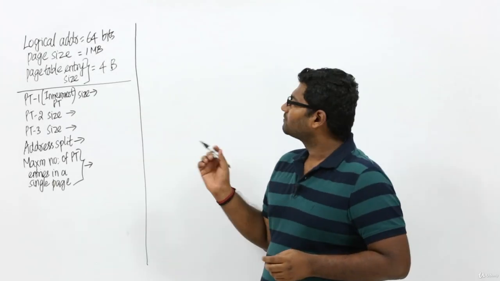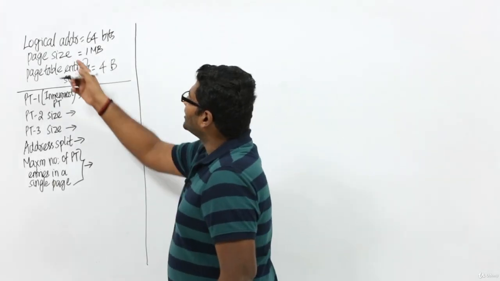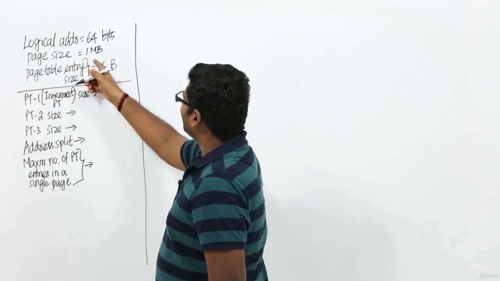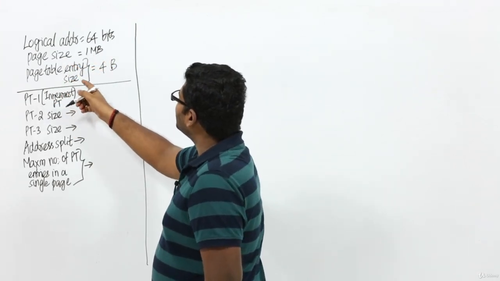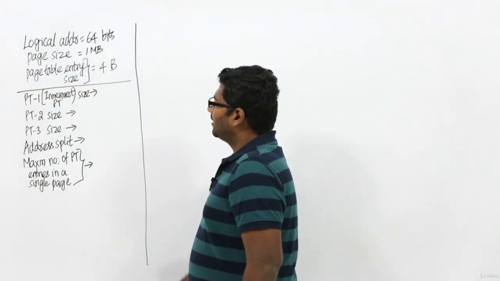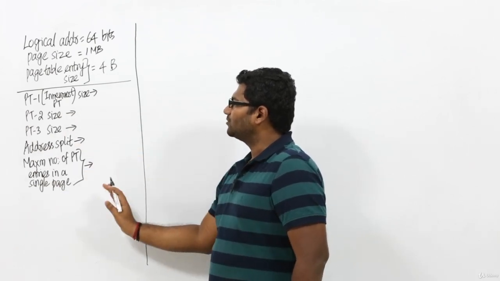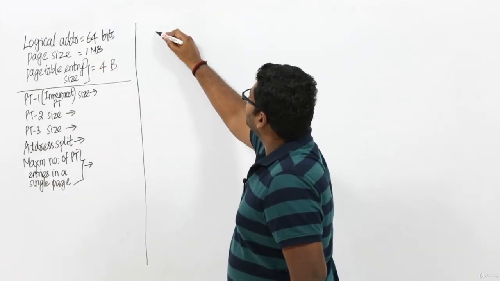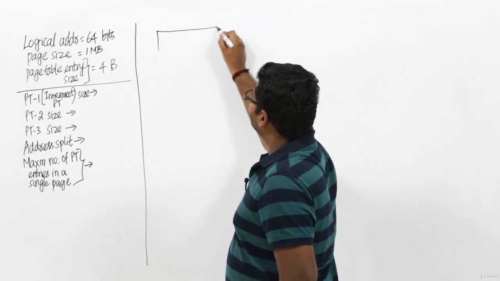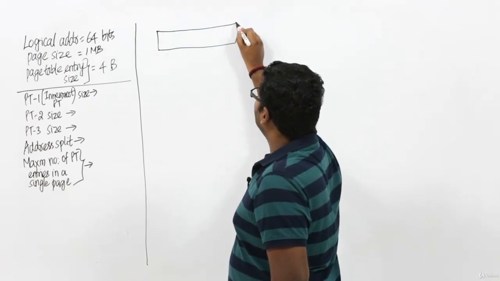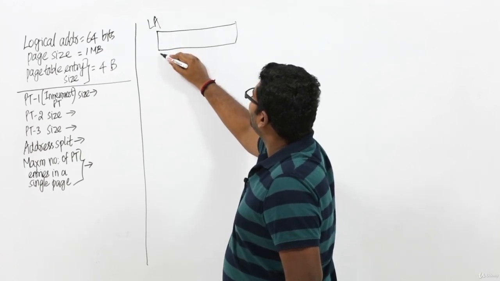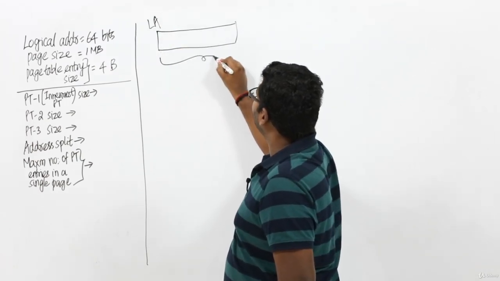Let's solve this problem. They have given that logical address equals 64 bits, page size equals 1 MB, page table entry size equals 4 bytes, and we need to compute all these values. Okay, fine. Now, what they have given is logical address equal to 64 bits, right? So let me assume this is the logical address of our process, and it will have a total of 64 bits.